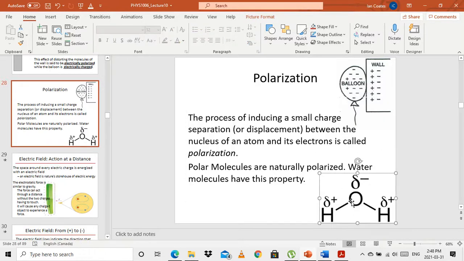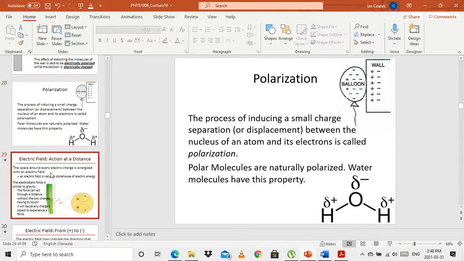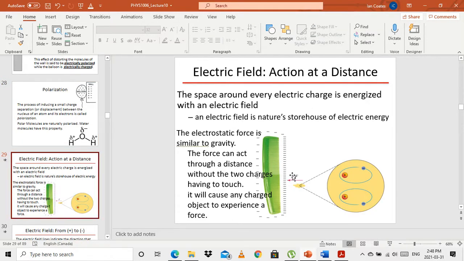You guys remember from chemistry. Water. Okay, it's a polar molecule. Oxygen, very negative. The hydrogens, very small and insignificant. And water, thank goodness it's polar, or we wouldn't be here. The electric field.